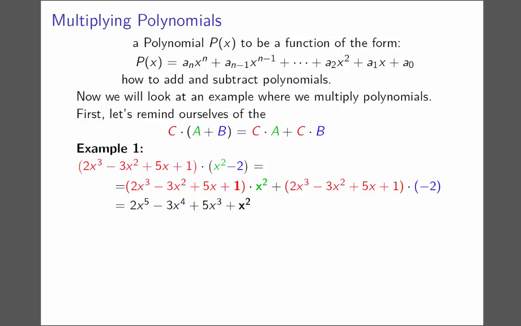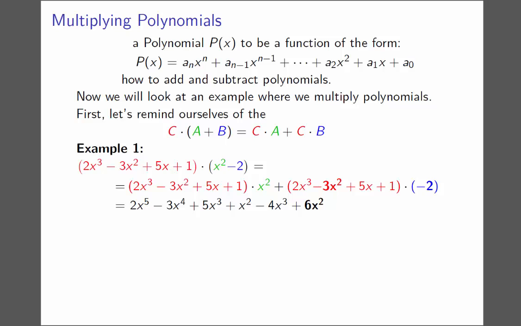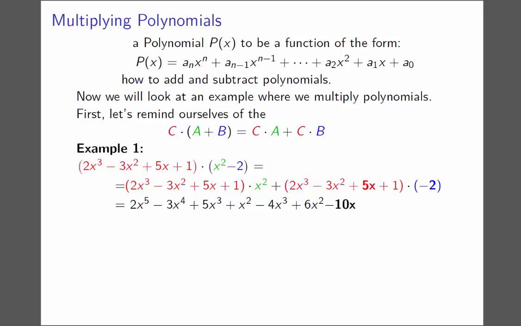Now we have to do the polynomial times negative 2. Distributing here, we have 2x cubed times negative 2 is minus 4x cubed. Minus 3x squared times negative 2 is plus 6x squared. 5x times negative 2 is minus 10x, and 1 times negative 2 is negative 2. So multiplying these all out, we're left with 2x to the fifth minus 3x to the fourth plus 5x cubed plus x squared minus 4x cubed plus 6x squared minus 10x minus 2.